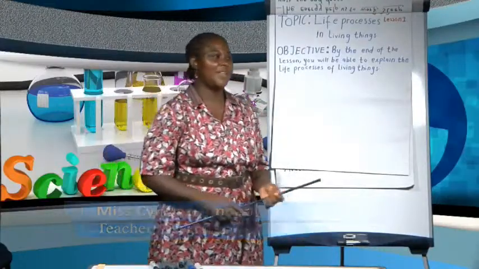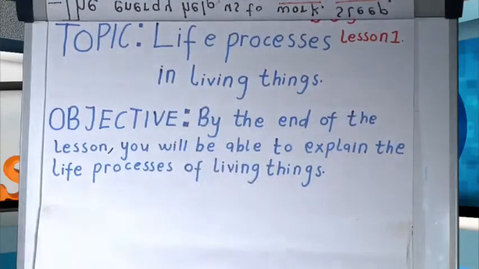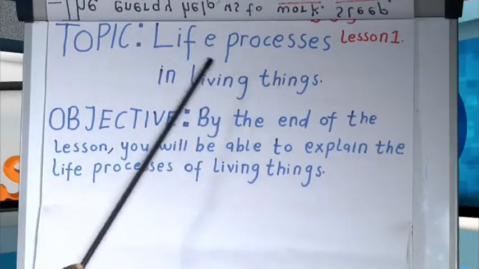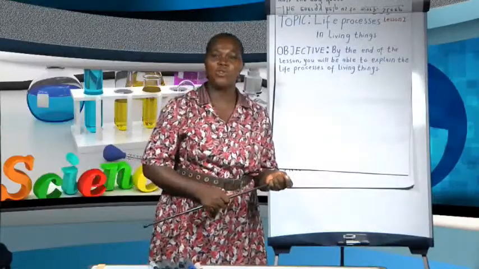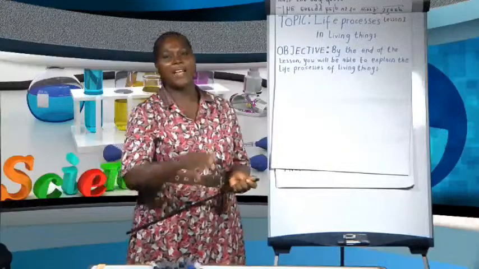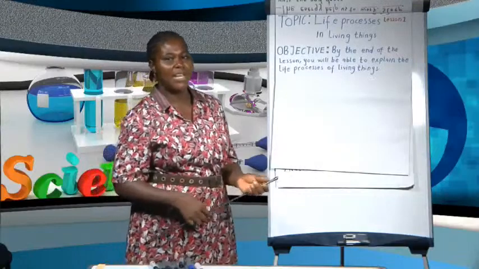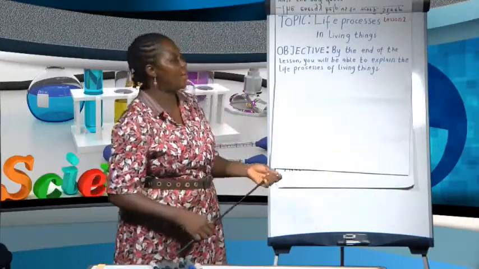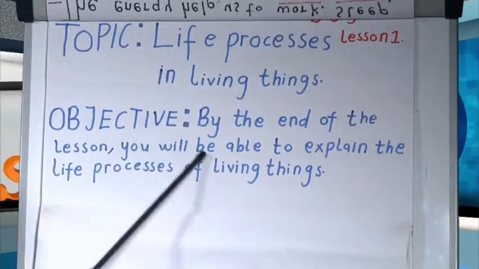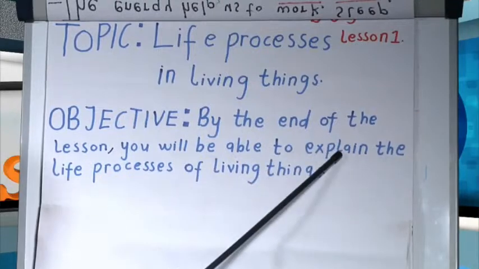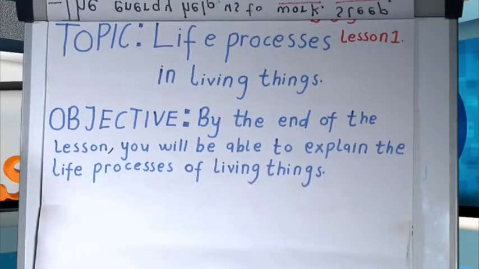Today, our topic is life processes in living things. Before we start our lesson, we have to look at what we are supposed to do at the end of the lesson. And that is our objective. Let's read our objective on the board. By the end of the lesson, you will be able to explain the life processes of living things.